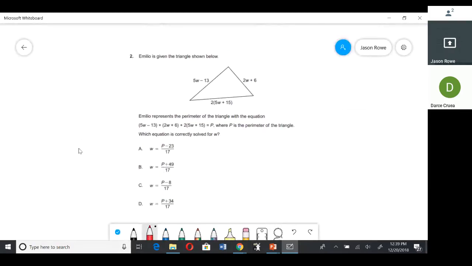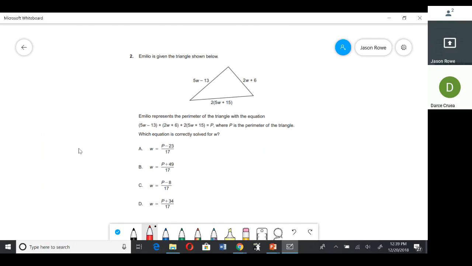So here is number 2. He talks about Emilio. He's got a triangle. He says he represents the perimeter of the triangle with the equation. And then you want to solve that equation for W.